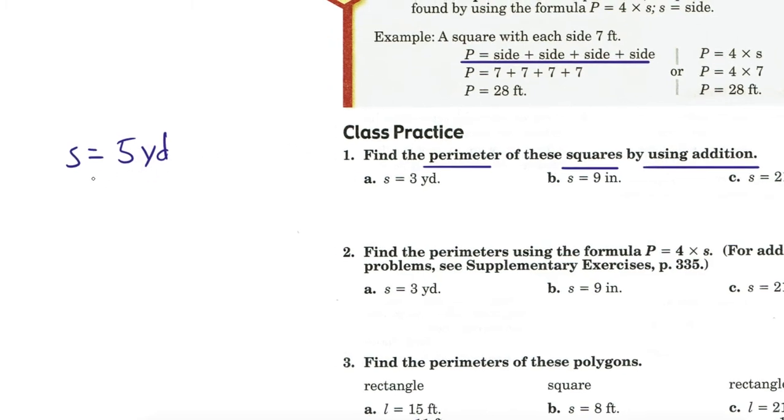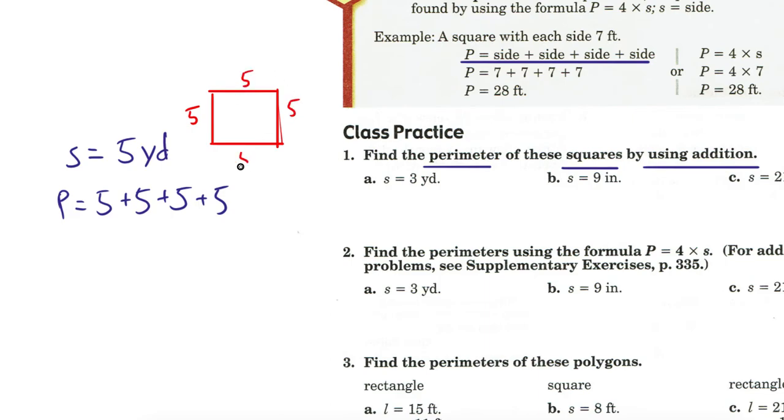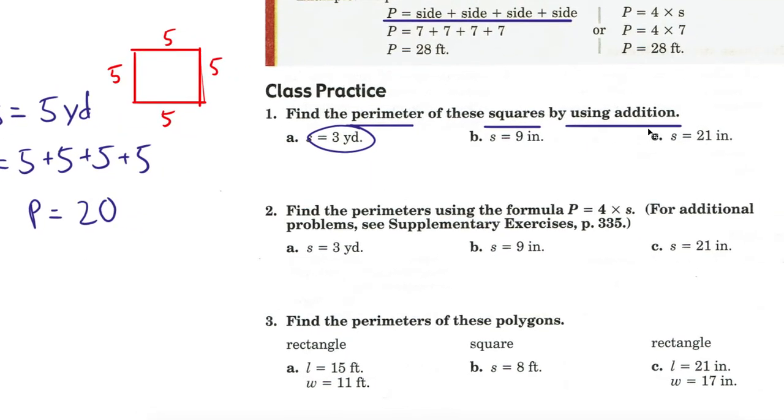So all you need to do is, if I know that one side equals 5 yards, I can just assume that the other 3 sides are 5 yards, right? So if I have my square here, one side is 5 yards, so I know that the other 3 sides are also 5 yards, because in a square, all sides are equal. So if I add all this up, P will equal 20. Sorry, 20. So do the same thing for 3 yards. Just add it up 4 times. Same thing for the other 2 questions.